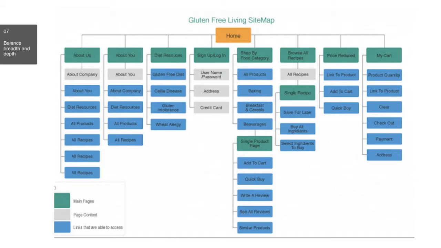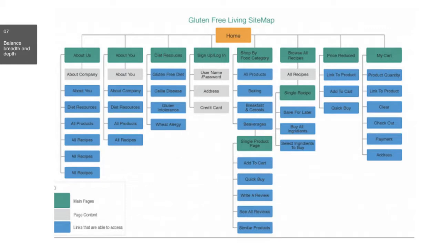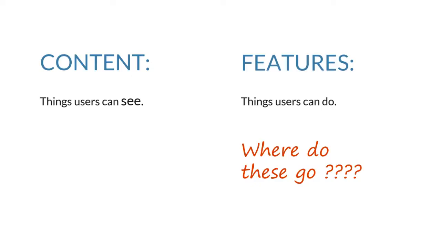So I would critique. I think what they should do instead for this particular IA is this should just be a category by itself. Shop by food category, single product page, or by products. That's probably how I would do it. And I would not have color coding.